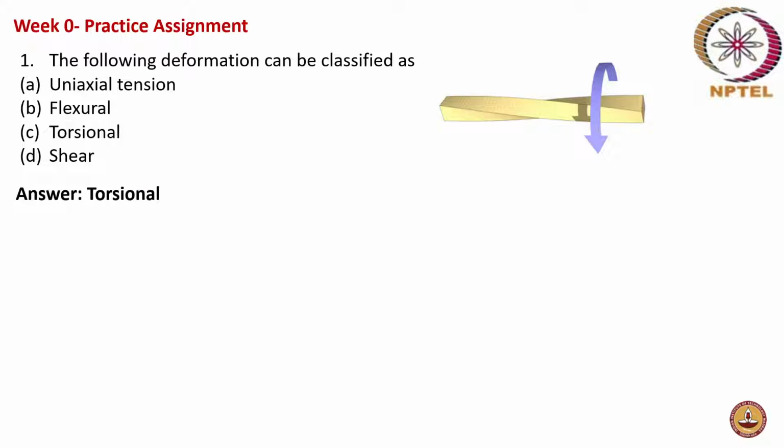So, the answer is torsional deformation. Why is it torsional? You find the rod is being twisted. If you see the arrow mark, it shows a kind of rotation, and you could see that the rod is getting twisted. So, this type of twisting leads to a type of deformation called torsional deformation. These things you would have dealt with in your material science, different types of deformations and all. So, this is a torsional deformation.